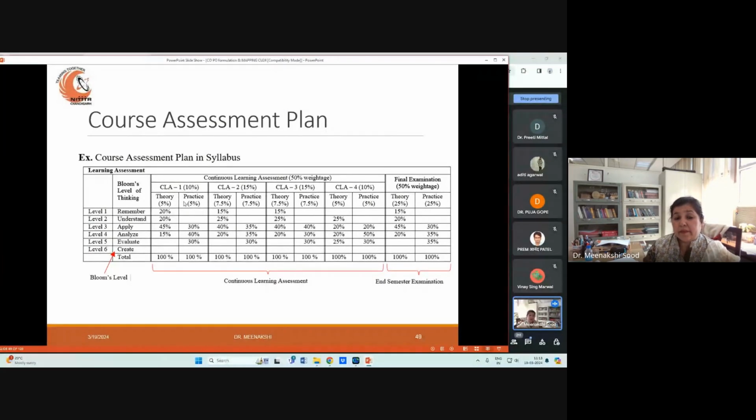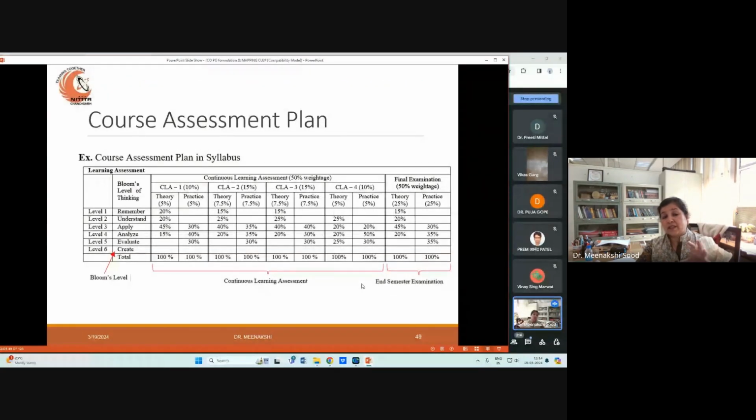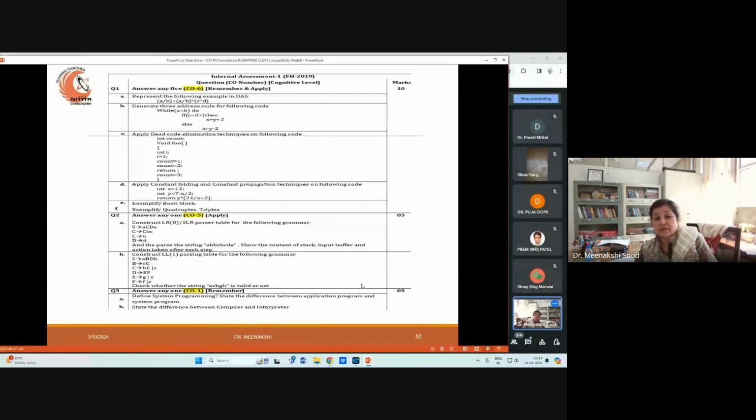Say it may be a mid semester examination. The mid semester theory part is 5%, practice is this much, the first four levels like this, the next three levels this much. Because this is large, it will be end semester or any mid semester. This may be the practical part, this may be assignment, this may be theory, and this is the final examination. So if the course outcome and the assessment plan is done beforehand, it will be very easy for you to design the question paper and design the assessment.